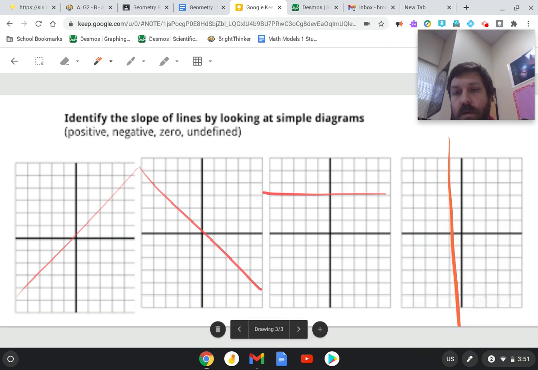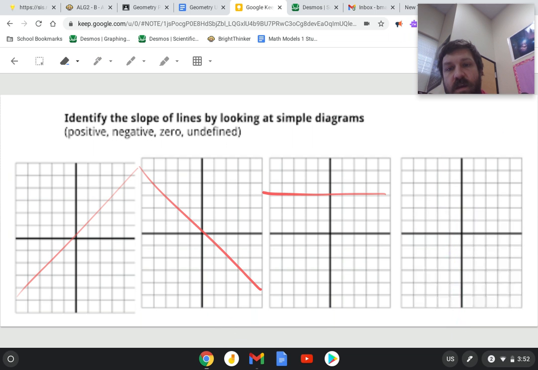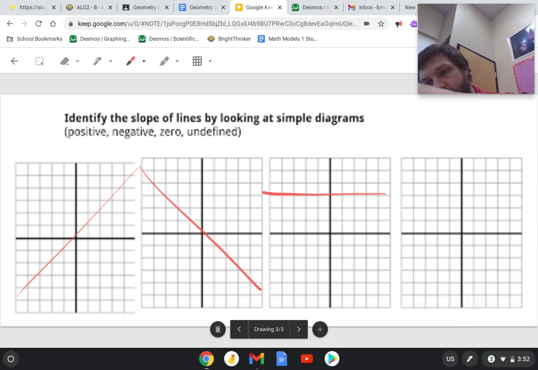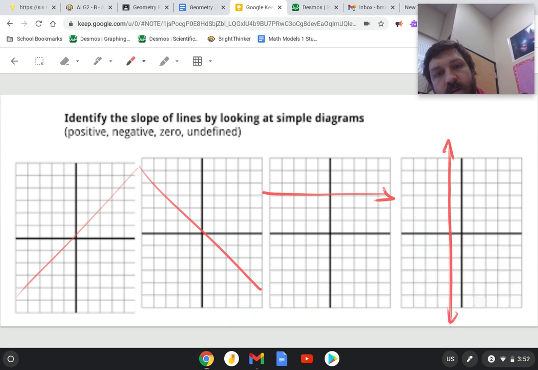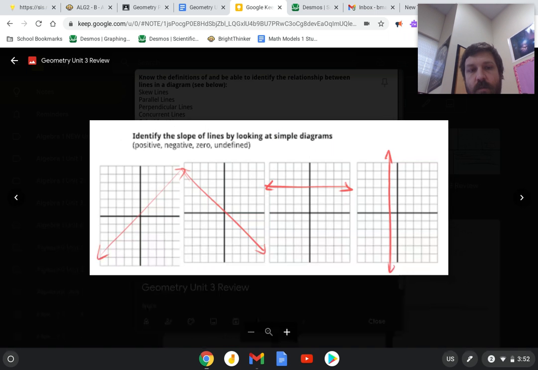Undefined. So this is what you need to be doing right here. You need to be looking for these basic shapes of lines. Straight up and down is what we call undefined, straight across is 0, and then of course positive and negative. That is the information you need right there. You don't need to know anything more than what you see here.